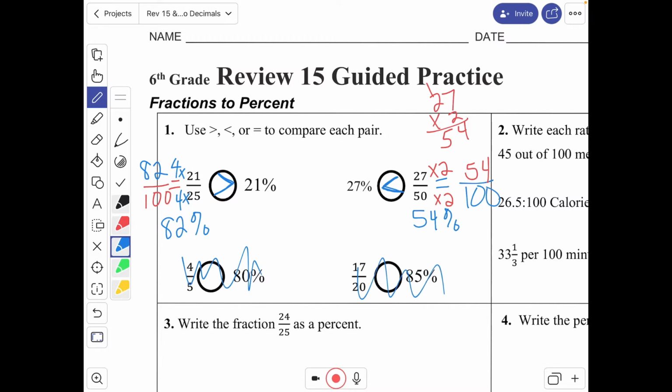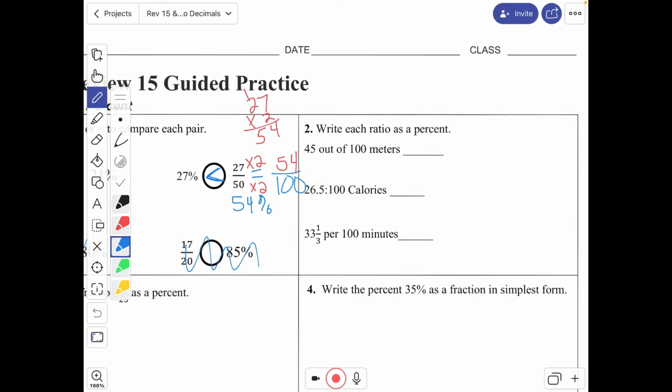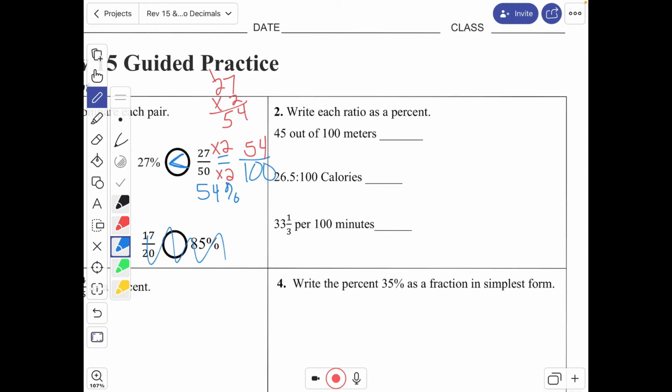We're going to skip these 2. And let's look over here at number 2. It says to write each ratio as a percent. Again, percent means over 100. And look, all of these say 100. So if percent means something over 100, it's just that number. 45 out of 100 would be 45%.